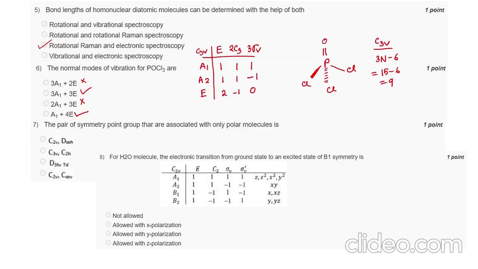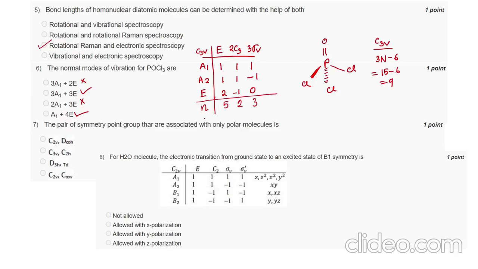Now let's see for POCl3, what are the total number of unmoved atoms? For E, all the 5 will be unmoved. What about the C3 operation? Only P and oxygen will remain fixed and the others will change. What about sigma v? On each plane there will be 3 atoms, so those will be unmoved, so it will be like this.